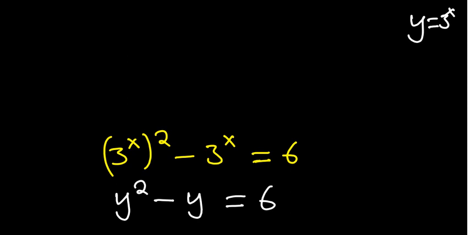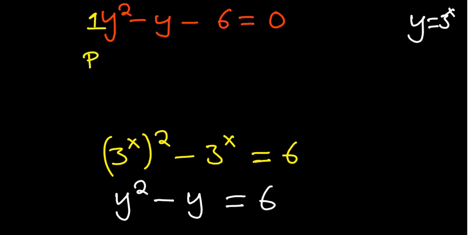So at this point, I believe things are easier. You know how to solve quadratics. You can feel free to pause the video and answer it. If the 6 goes the other side, it becomes a negative, now equal to 0. So quickly, what do we have? The product in this case is 1 times the negative 6. The product is negative 6. The sum is negative 1.